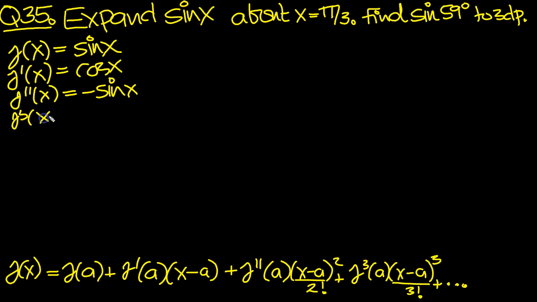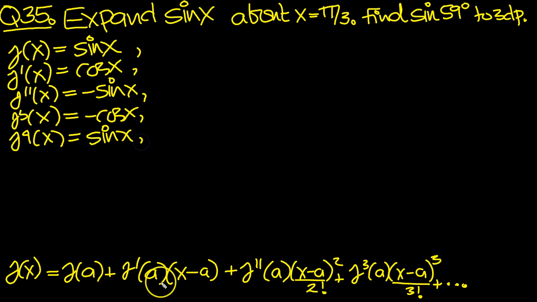f3, let's get a couple more. Sine goes to cosine, so it's minus cosine. And f4, cosine goes to minus sine. So back where we started with the sine. So that should suffice. So now we need all the f of a's, don't we?